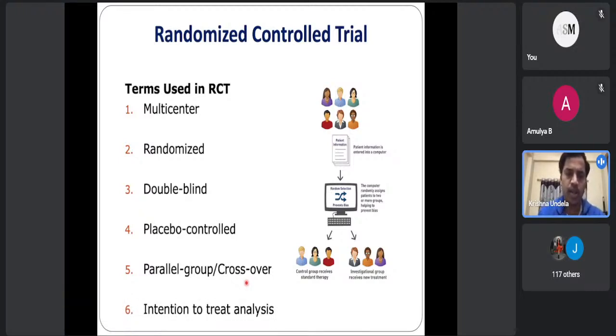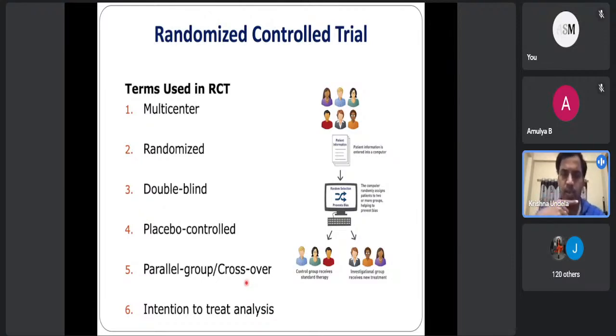And one more important terminology you need to identify in terms of statistical analysis is intention to treat analysis, ITA. I'll explain exactly what this intention to treat analysis means and how it is different from the per protocol analysis. There are two things usually followed in RCTs, randomized control trials: it may be the per protocol analysis or it may be the intention to treat analysis. We'll try to understand exactly what this means in the next slide.